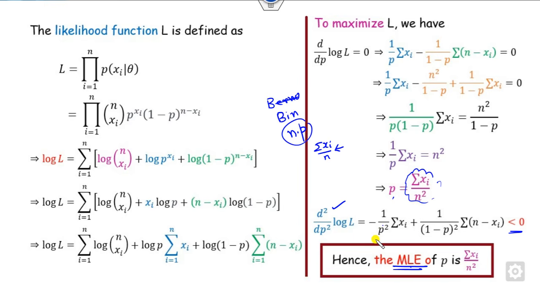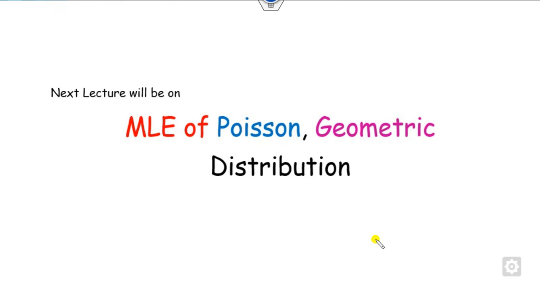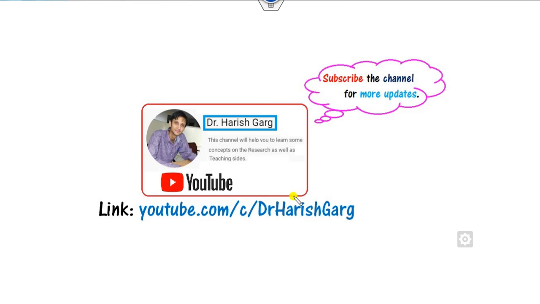So this is the way you can solve these MLE estimators. We will see in our next class how you can find the maximum likelihood estimate of the Poisson and the geometric distribution. Till then, follow this link for finding the various videos.